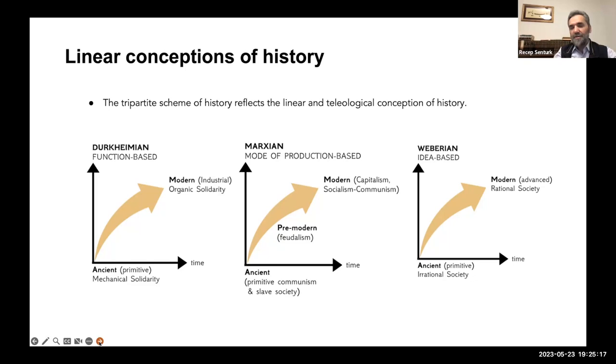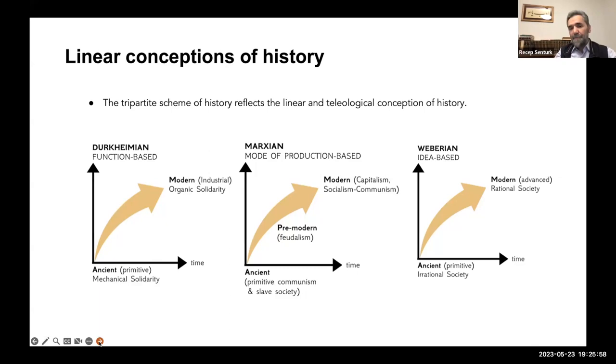And Weber came up with an idea-based or idealist perspective. So he argued that the ancient primitive societies were irrational societies, but modern societies are rational, and they built rational systems. So this was Weber's approach. And August Comte has another one. I mean, there are many other examples of this linear progressive approach to history.